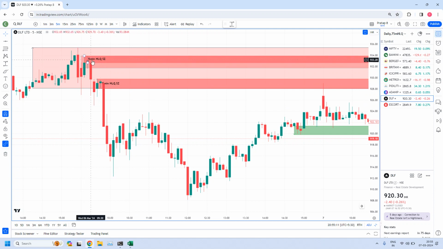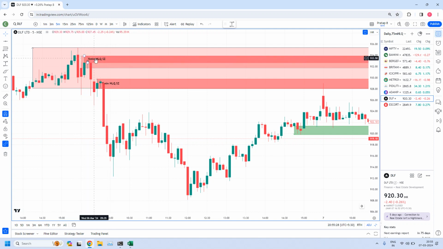Because this is a fine-tuned 5 minute zone. What is fine-tuned? The 5 minute zone is inside a 15-minute zone, and the 15 minute zone is inside the 75-minute zone. So even if it is a normal fine-tuned zone, we can take a trade here.